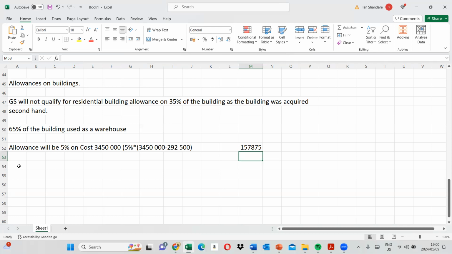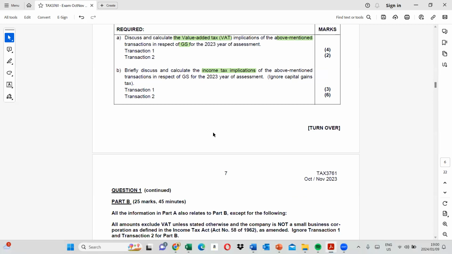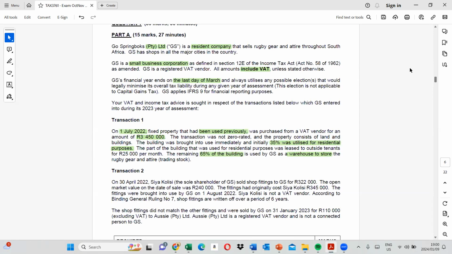And then what else do we have? So rental income, right? Remember, they're collecting some rental income. So the part of the building that was used for residential purposes was leased to outside tenants for 25,000 per month. So we're collecting rental. So from which month do you see? 1st of July. Then you check what is the year end. Right? So in regards to this, it's quite important to pay attention to the year end of the company.